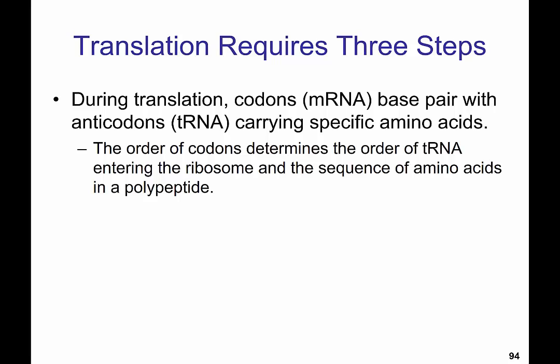Translation requires 3 steps. During translation, codons of that mRNA, and that's a triplet code within those codons, base pair with anticodons in the transfer RNA carrying specific amino acids. The order of codons determines the order of transfer RNA entering the ribosome and the sequence of amino acids in a polypeptide. All this is saying is that the code within that messenger RNA is going to determine the sequence of amino acids that are brought.